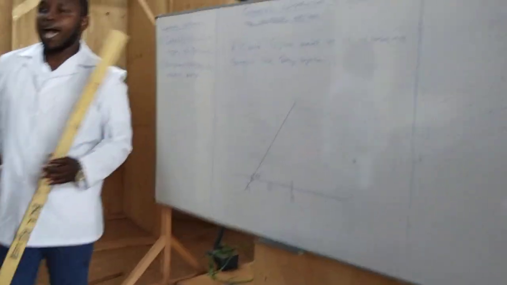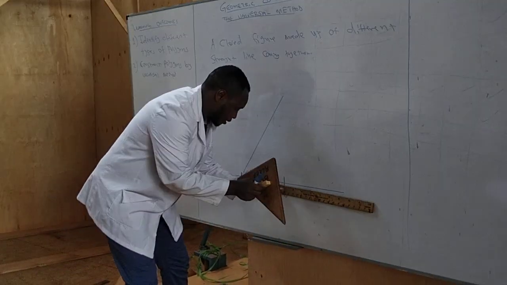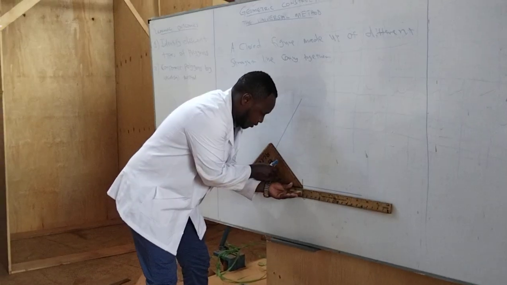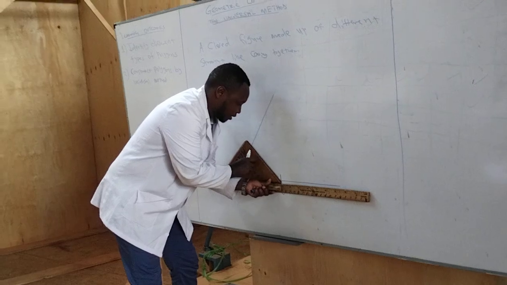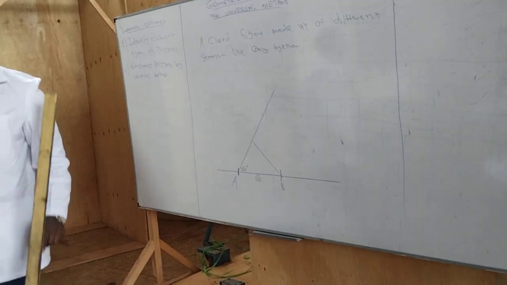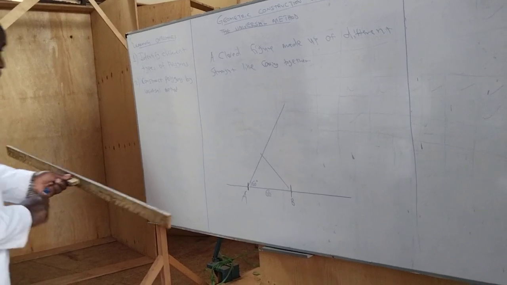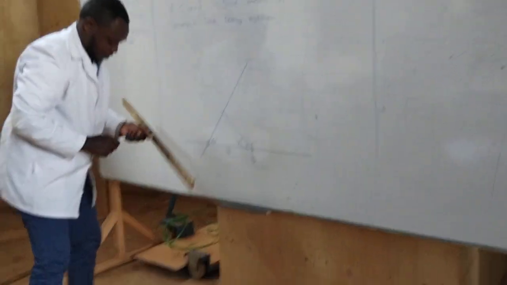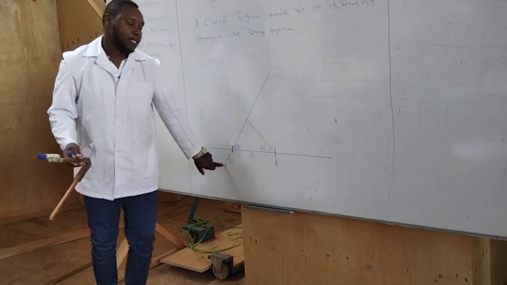Now, come to point B. Construct an angle of 45 degrees. Of course, you have a set square of 45 degrees. Again, do it this way. You place your 45 degrees set square, and you construct that way. After constructing that way, this angle is 45 degrees. Now, again, bisect AB.